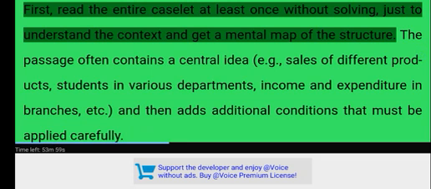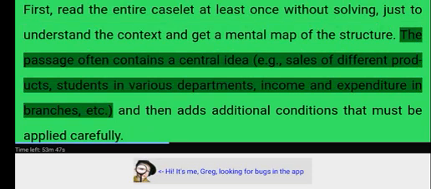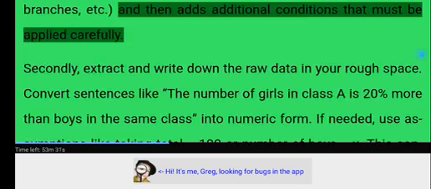First, read the entire caselet at least once without solving, just to understand the context and get a mental map of the structure. The passage often contains a central idea, e.g., sales of different products, students in various departments, income and expenditure in branches, etc. And then adds additional conditions that must be applied carefully.